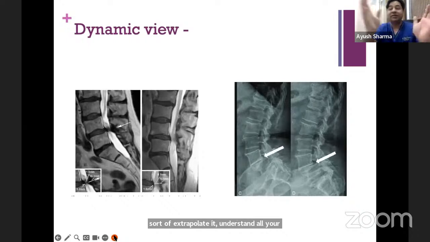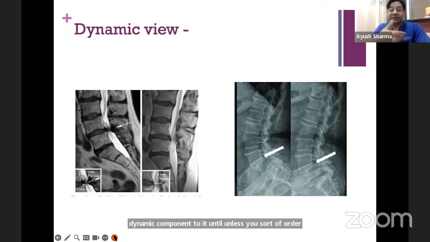They are all done in supine position, so they do not have any dynamic component unless you order a dynamic MRI. Most of us don't have a dynamic MRI, but you have a dynamic X-ray. All you need to do is extrapolate the dynamic X-ray to look at the pathology and probable culprits.